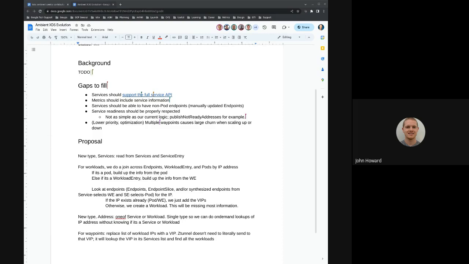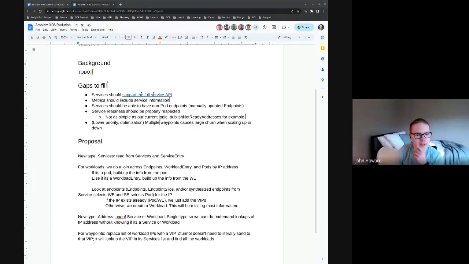Some other issues with service is that service can actually have endpoints in it that aren't pods, but because we look at pods and then reverse engineer the service, we just ignore those entirely. So if you add some endpoints to a service, those will never be selected by ztunnel. Similarly, the readiness logic is not exactly accurate. We try and recreate the readiness logic of service, but it's not. I don't know all the gaps. I know at least one, that there's this publish not ready addresses in service, so we definitely don't handle that. There's probably other ones as well. Service is pretty complicated.